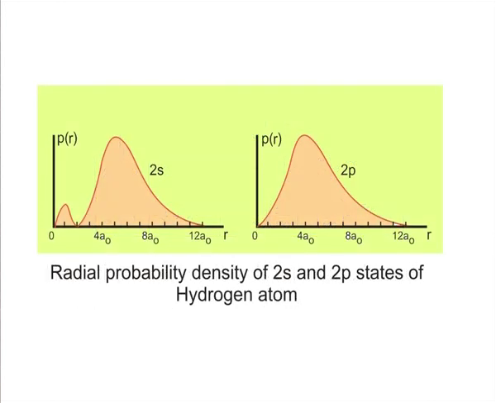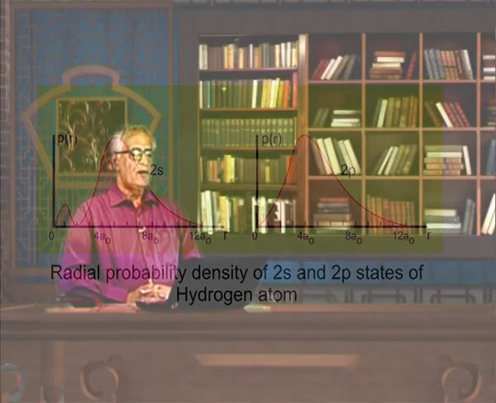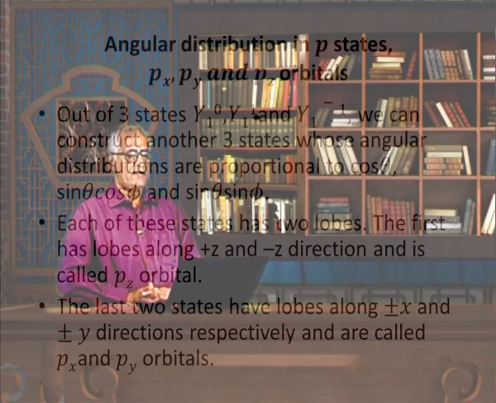Here is the variation of radial probability density for 2s and 2p states. You see, the idea of orbit has gone over to a distribution. Now, the electron is not in a particular orbit, but it is distributed throughout the region. Now, you talk of angular distribution of the p states, px, py and pz.